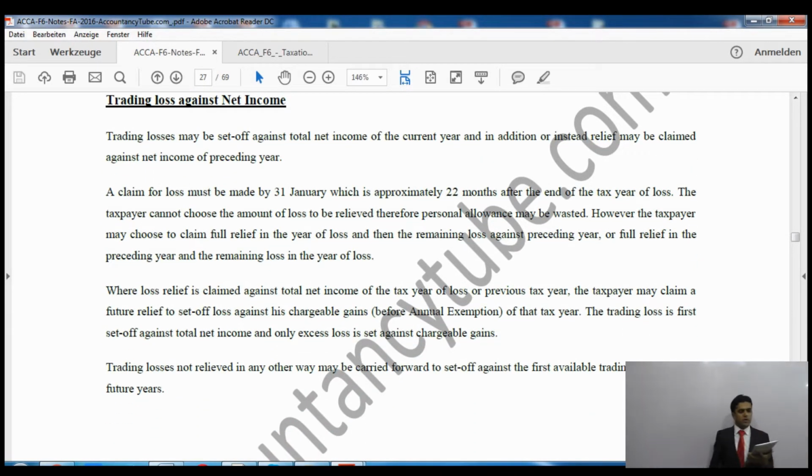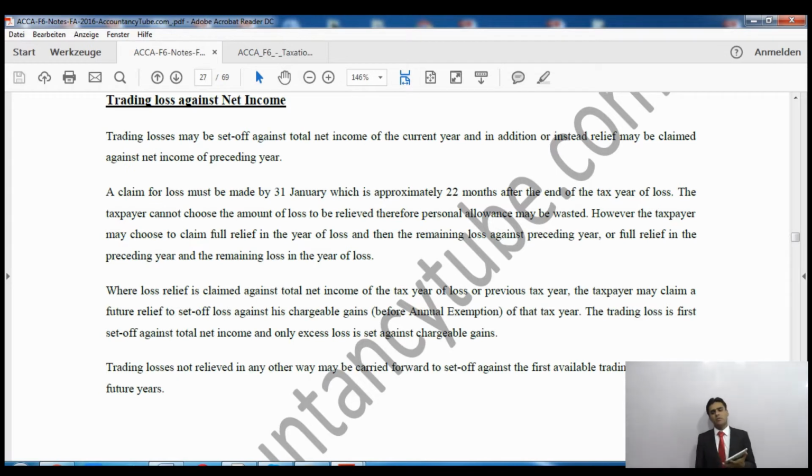Now, this loss which we are going to study now can be set off against the net income, which means total income. So if I have a loss, I can set off against the total income. But total income of which year? So let's read. Trading losses may be set off against total income of the current year, and in addition or instead, relief may be claimed against net income of the preceding year.